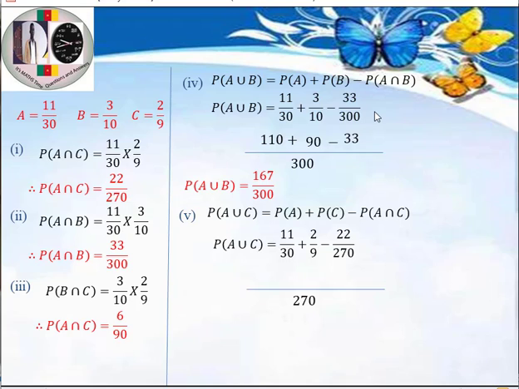270 into 30 into 270 is 9. 9 times 11, 99. Plus 9 into 270 is 30. 30 times 2 is 60, minus 270 into itself, 1 times 22, 22. So if we simplify this, we are going to have a probability of 137 on 270. So guys, that's how we handle questions like this.